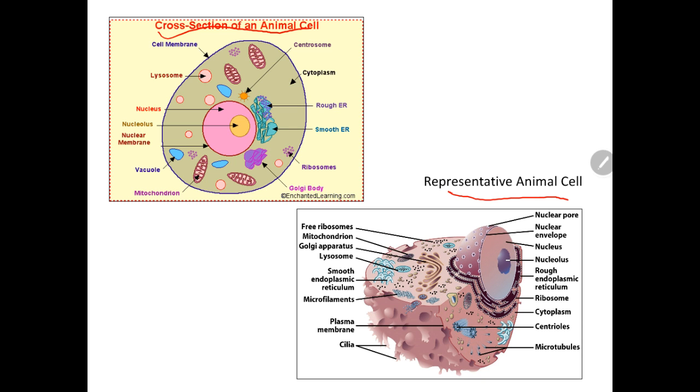3D representation. As you can see, this is the nucleolus. These are the ribosomes, rough endoplasmic reticulum, centrioles, microtubules, cilia, plasma membrane. There are many parts of a cell.